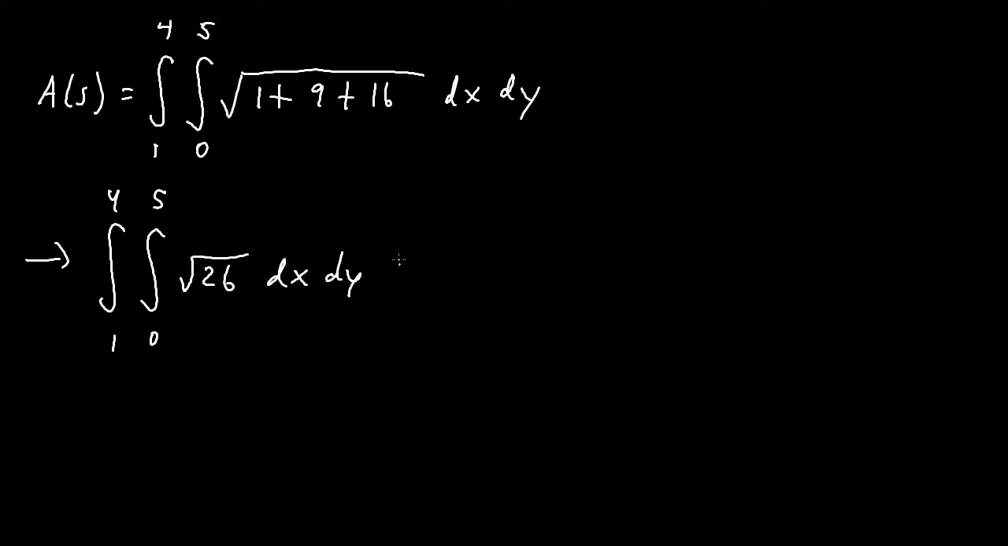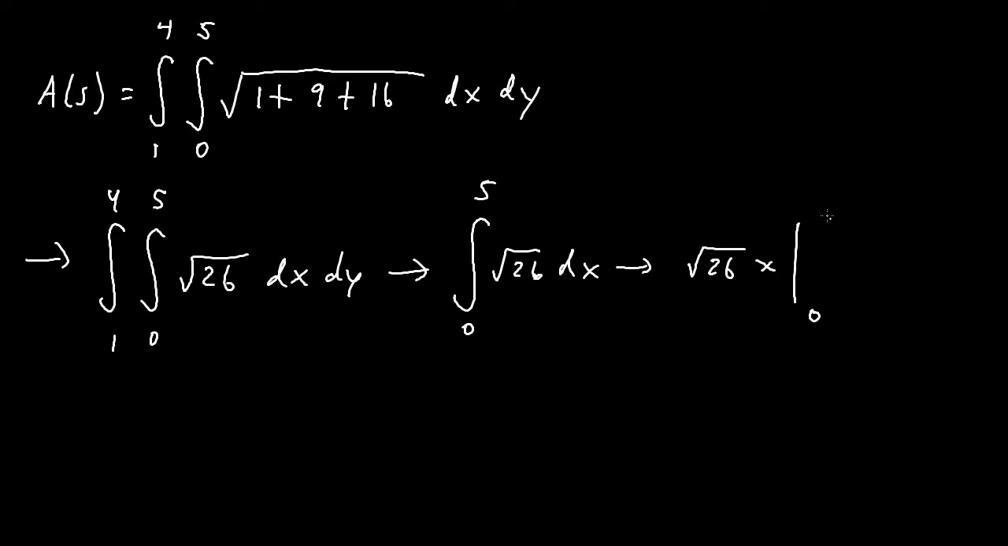dx dy. So now if I evaluate this, the inside integral from 0 to 5 of just the square root of 26 dx, since the square root of 26 is a constant, the integral of the square root of 26 with respect to x is just going to be the square root of 26 times x. So now we can evaluate that from the x bounds of 0 to 5. When I plug in 5, we get the square root of 26 times 5, minus, when I plug in 0 for x, we get 0. So 5 minus 0 is 5, and 5 times the square root of 26 is what we get.